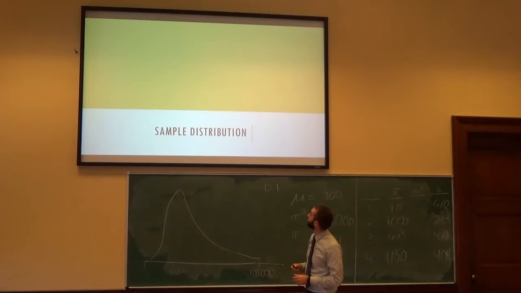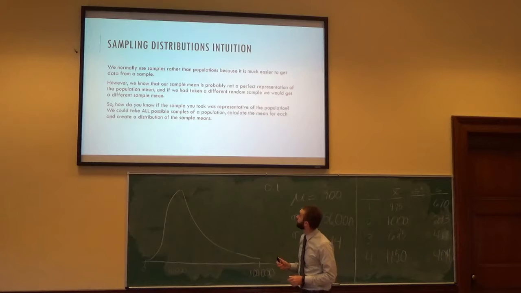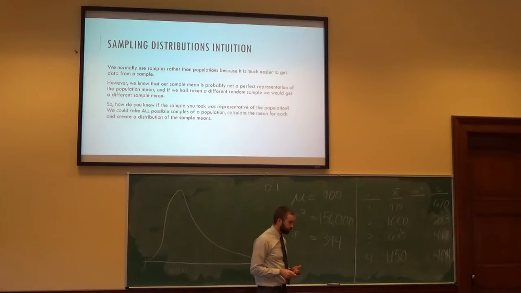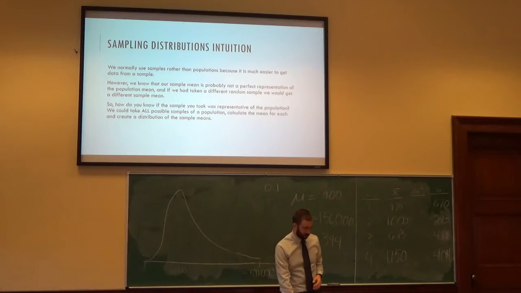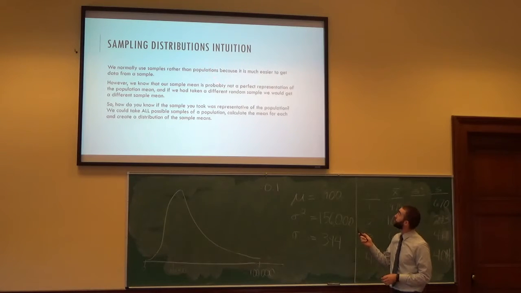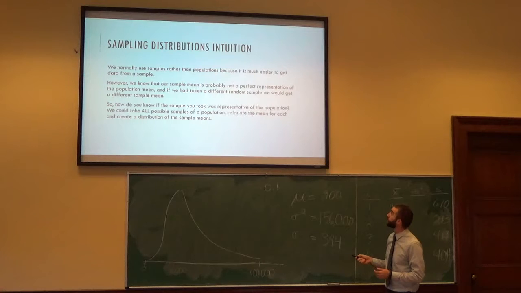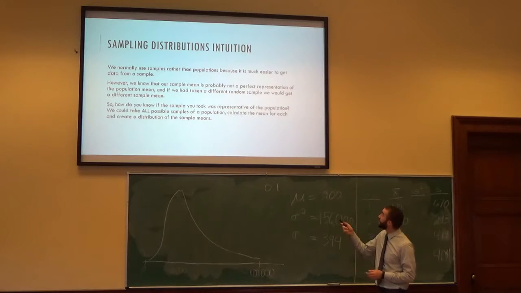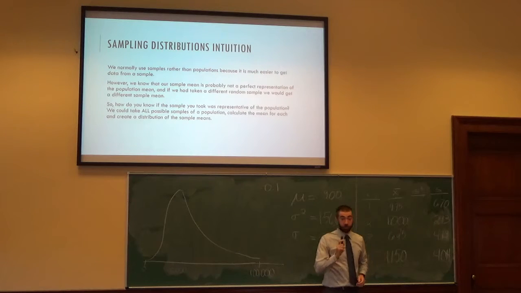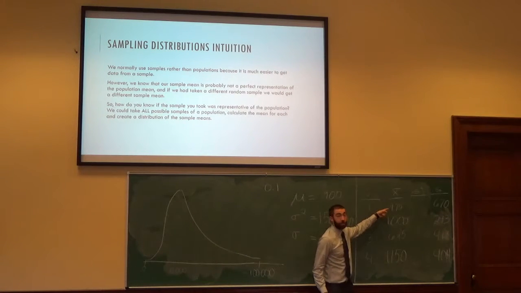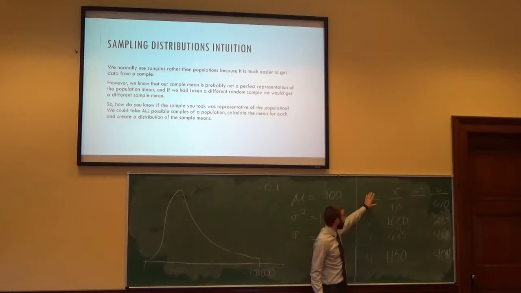Okay. Those are common distributions. I mentioned the standard normal. Okay, sample distribution. So the sampling distribution, yeah, just talk about this conceptually. The sample distribution is the distribution that you have in the sample that you have collected. Normally we use samples rather than populations because it's much easier to get data on just a sample. We talked about that earlier. However, we know that our sample mean is probably not a perfect representation of the population mean. If we had taken a different random sample, we would get a different sample mean. Remember, we did that. We take one sample, we get a sample mean. We take another sample, we get a different sample mean. We take another sample, we get a different sample mean. So we've illustrated that. Every time we take a sample from the data, we'll get a different mean, we'll get a different standard deviation.